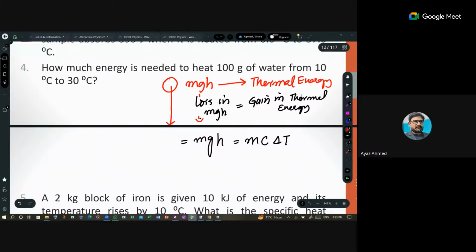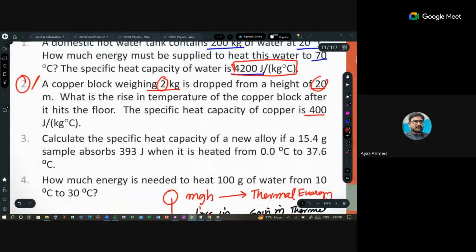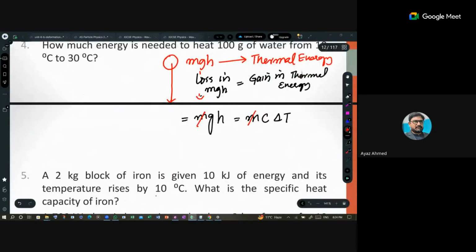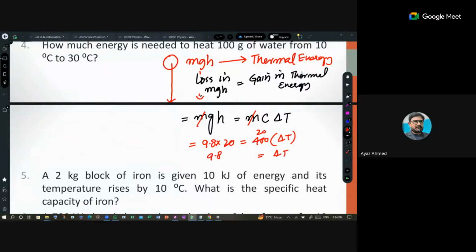So m and m would be cancelled out. No need of mass. That's why mass was not very important over here. So g is 9.8, height was 20 meter, and c is 400, and you can calculate delta t from here. Just substitute the values. So delta t would be equal to 9.8 divided by 20. What will be the answer?